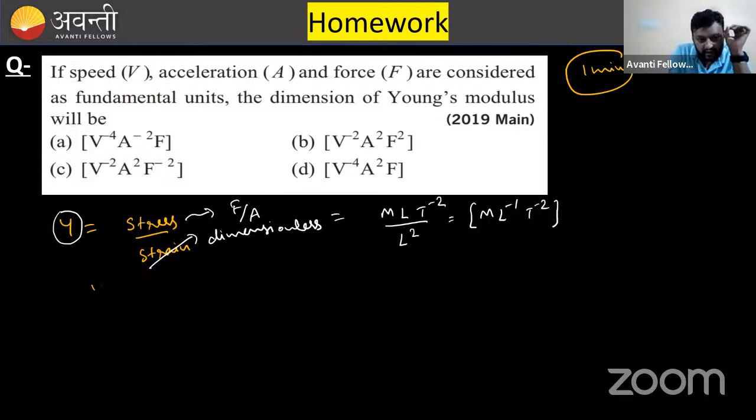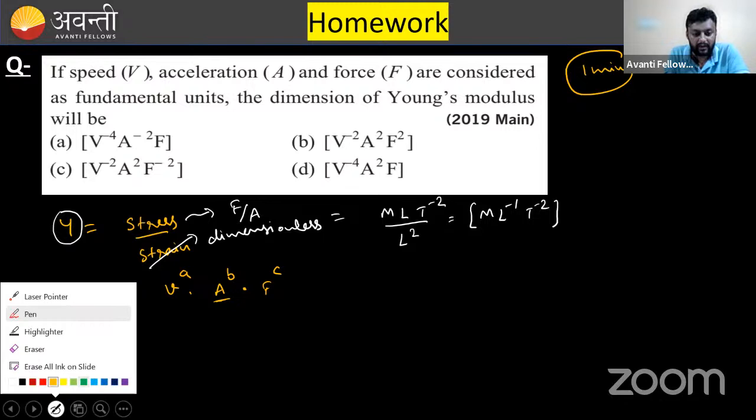So first of all, you will say the Young modulus depends on these quantities, that is velocity raised to the power a, acceleration raised to the power b. Now, whenever I write the unit, note that a is the acceleration, because whenever I see a capital A, it strikes everyone that it is going to be an area. So try to remember to avoid this mistake. And force raised to the power c.